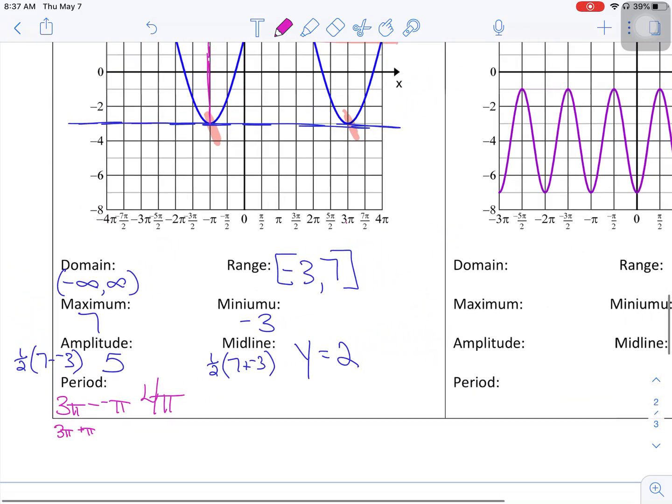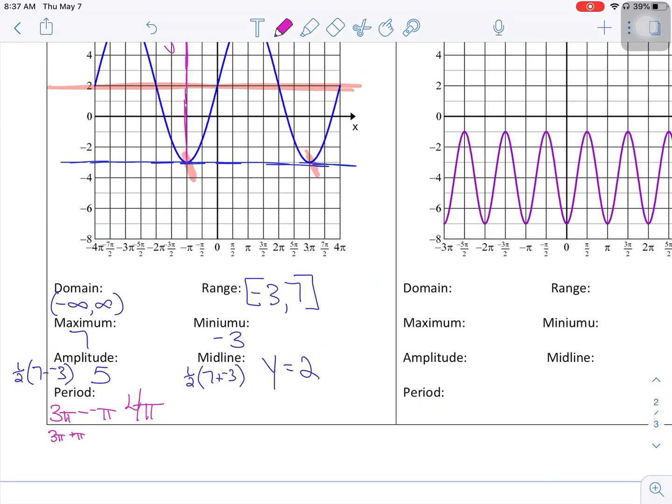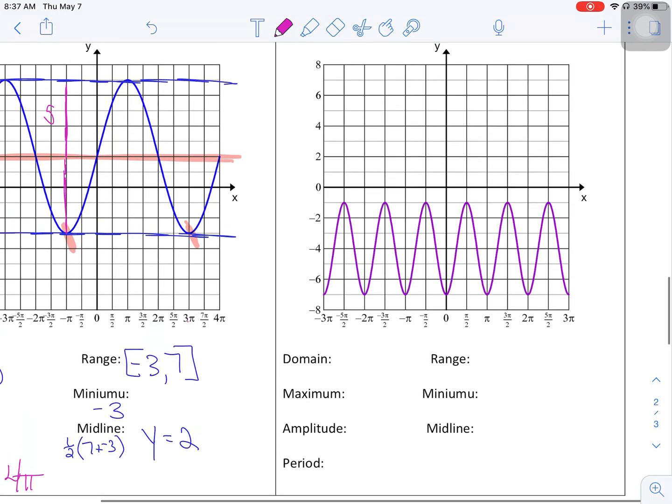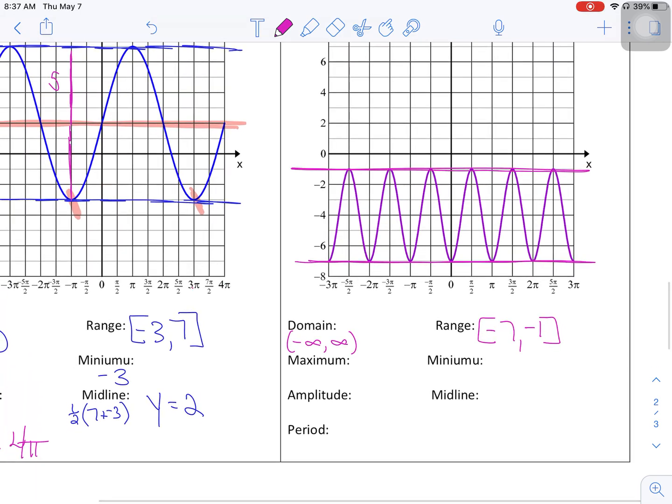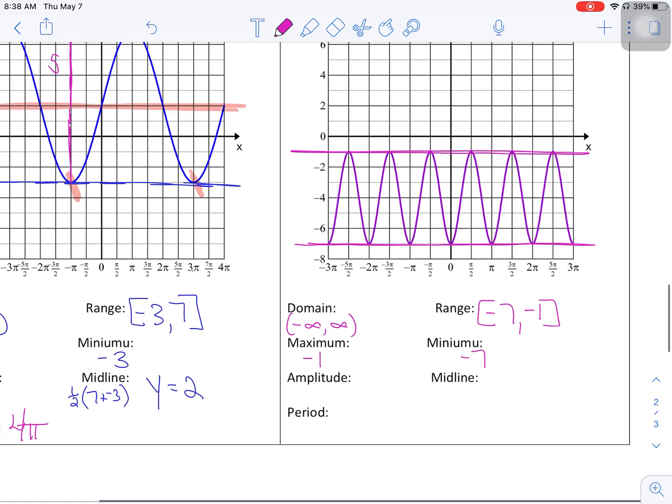Okay. So that first graph is taken care of. I'm going to go ahead and move on to the second graph. And apparently I still can't spell the word minimum. All right. So domain, negative infinity to infinity. My range is going to be from the bottom of this graph, which in this case is negative 7, to the top of this graph, which is negative 1. Okay. Maximum, I just set it as negative 1. Minimum, again, just set it as negative 7.